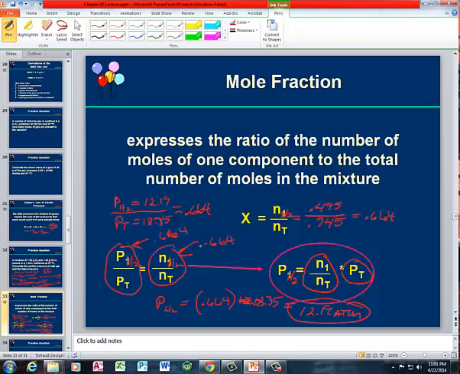So please use this ratio. The pressure fraction is equal to the mole fraction. The partial pressure of a gas is equal to the mole fraction of the gas times the total pressure, to give you the partial pressure of the gas.